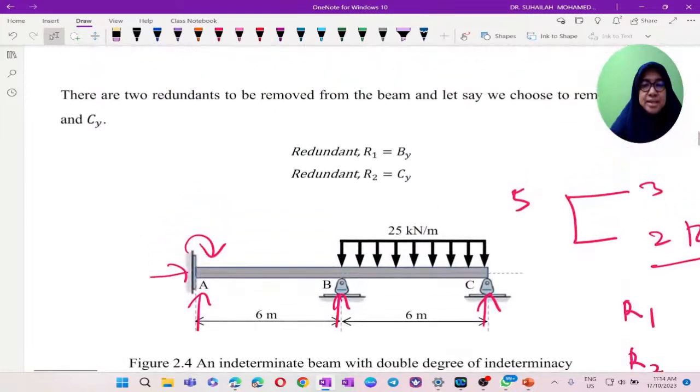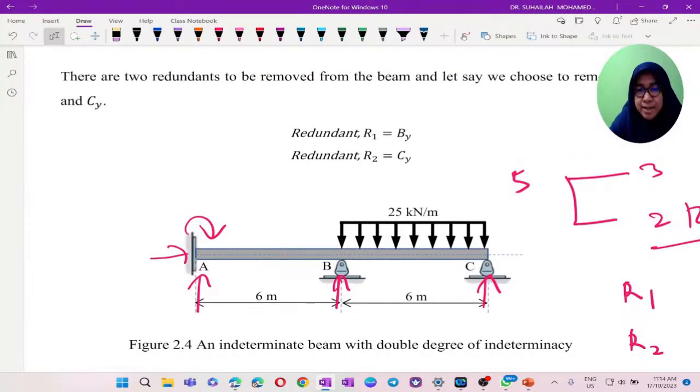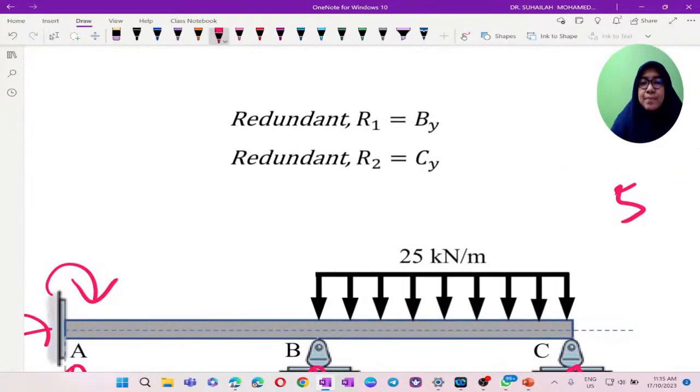Okay, so looking at this example, BY is chosen as redundant number 1, CY is chosen as redundant number 2. So we have decided that BY and CY will be removed from the actual system. So when we remove BY and CY, we will get the cantilever beam fixed at A. Roller B and roller C we remove from the system. So that is why here we label R1 is equivalent to BY, R2 is equivalent to CY.